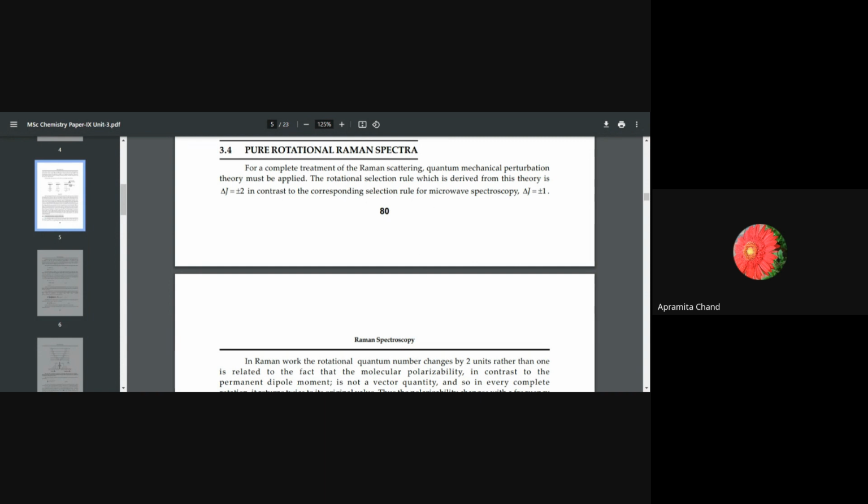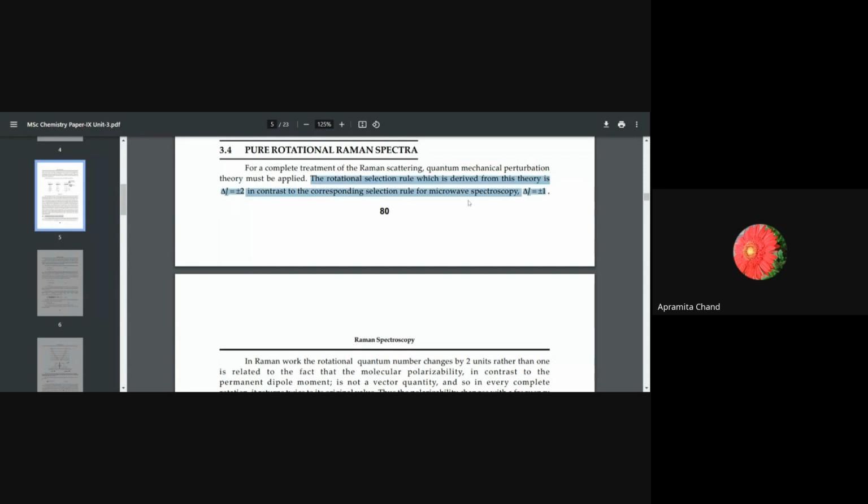Like we have selection rules for IR, we also have selection rules for how molecules rotate. Okay, they have an axis. So read up on the concepts of moment of inertia before you go into rotational spectra. For a complete treatment, we need to see the quantum mechanical perturbation theory. So the rotational selection rule is this.